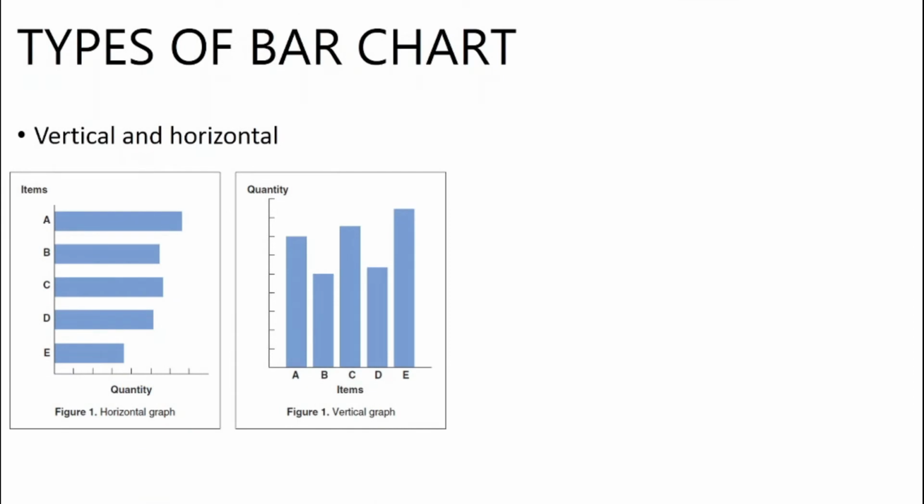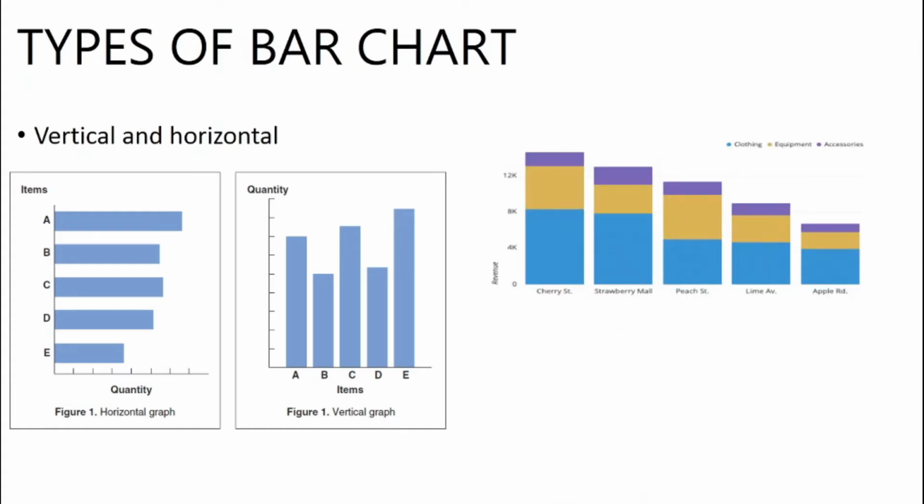Next we have various types of bar charts. The most basic are the vertical or the horizontal bar graph. Basically these two graphs are the same. The difference is just based on how the x and the y-axis are with respect to each other. Next kind of graph is the stacked graph.